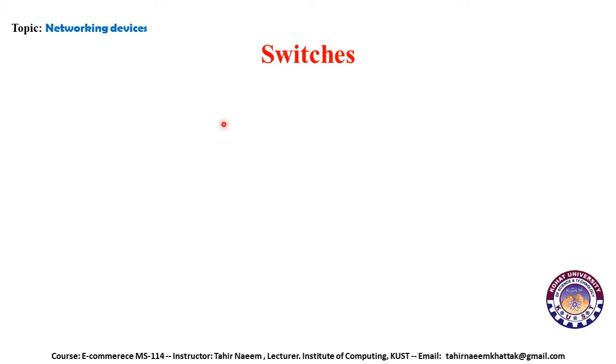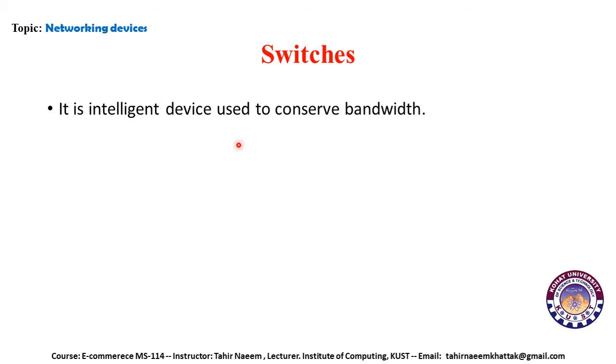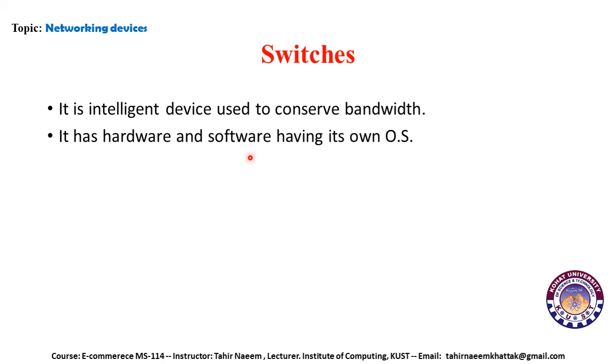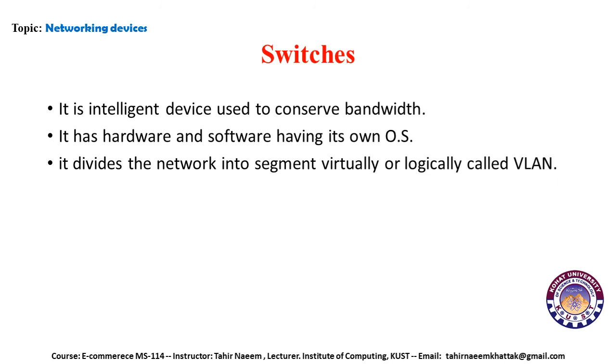Switches are basically similar to bridges. Switches are intelligent devices used to conserve bandwidth. A switch has its own dedicated hardware and software, with its own operating system. So what is the difference? Basically, a switch and a bridge perform the same function, but the difference lies in their division strategy.